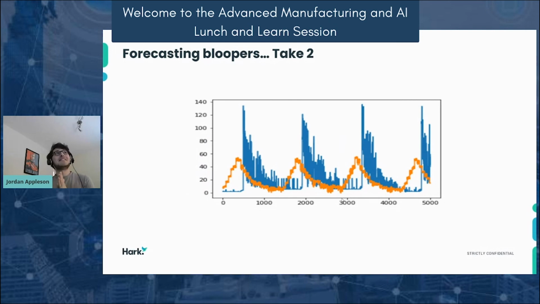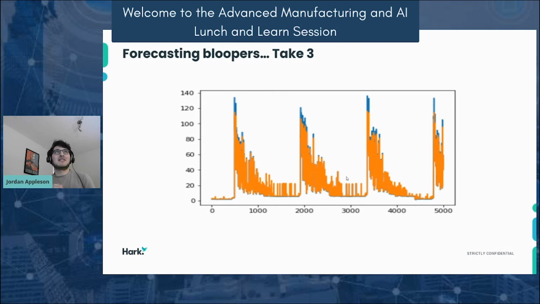Forecasting bloopers take 2. Getting there, not really tweaking all these different algorithms. Part of this was to do with, I think, statistical, basically trying to do linear regression on this in a way that was without the right amount of features. And then take 3 is actually better, but it's completely overfitted to the point where it's almost too good to be true.